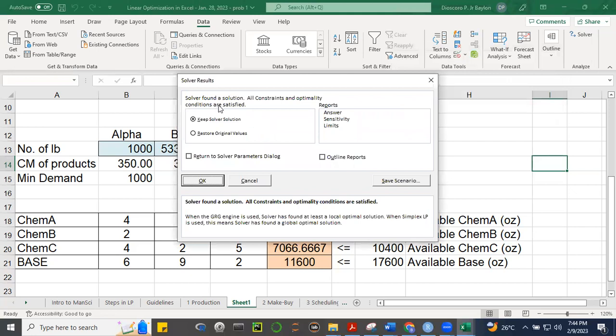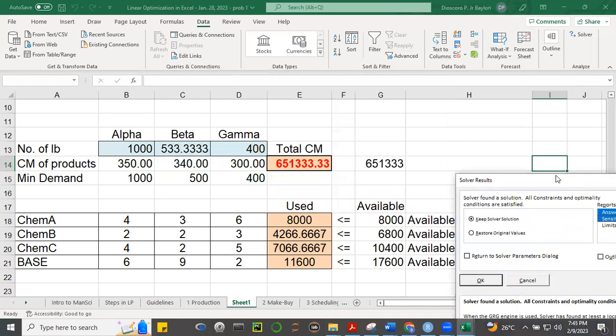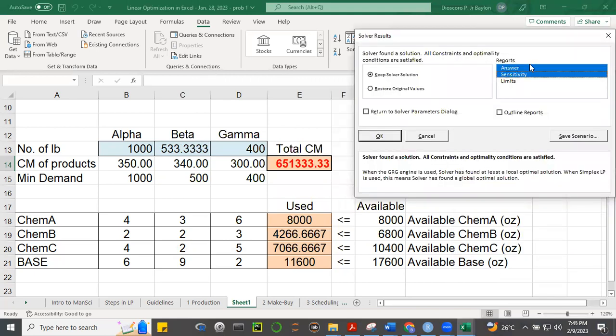Now it's here. Solver found a solution. All constraints and optimality conditions are satisfied. Okay. Now, here you have reports. Let's highlight answer report, sensitivity report. Let's skip the limits report first. We don't need that now. Okay. So answer report, sensitivity report. Okay, we can just skip Solver solution or restore the original values. I'll just keep the Solver solution and then click OK.